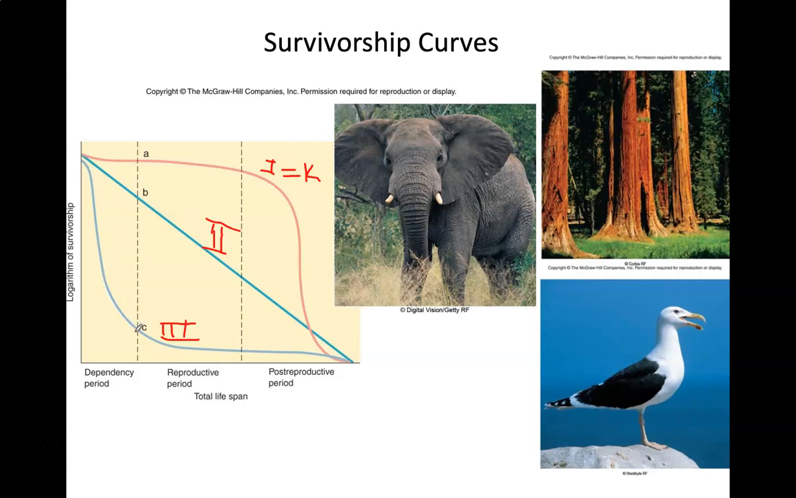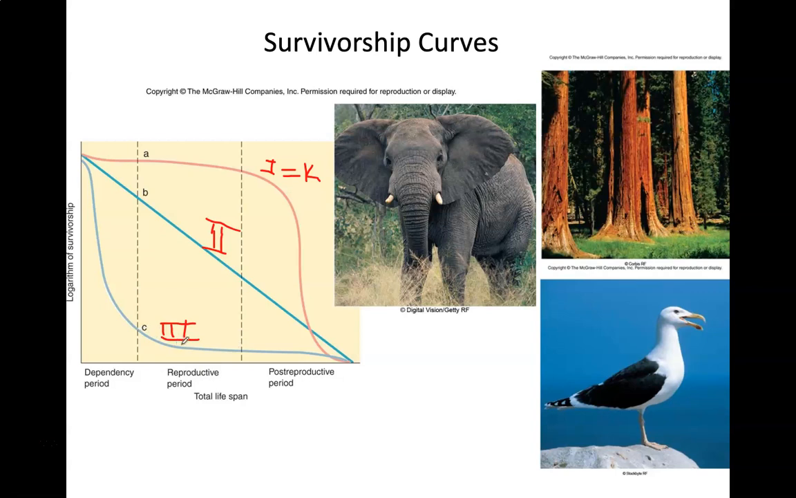And why do they die off? Because they're not being taken care of. So organisms that are following a type 3 curve are not going to give any real care to their offspring. And they're going to have a large number of them because of that. Because this is happening, they have to have lots and lots of offspring in order to ensure that some of them make it to the reproductive period.